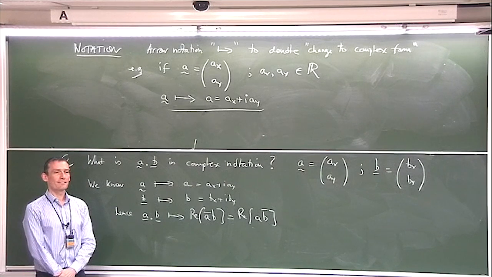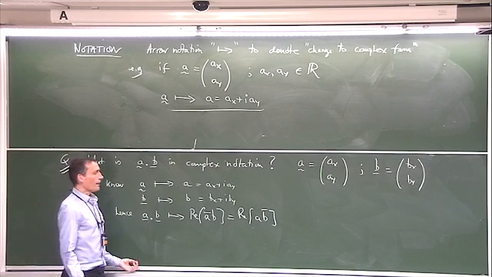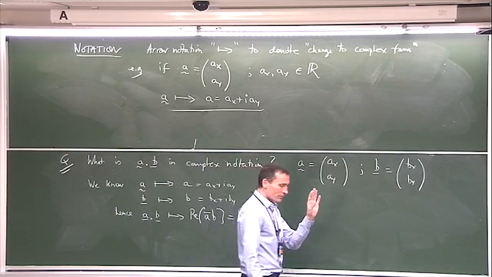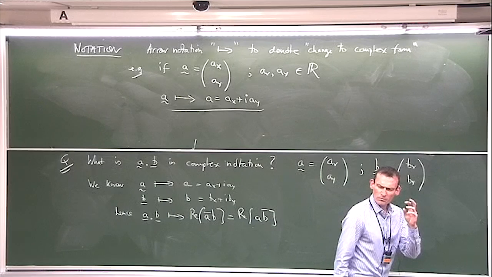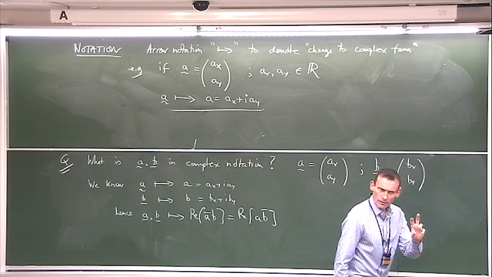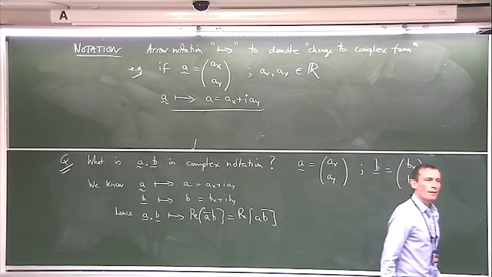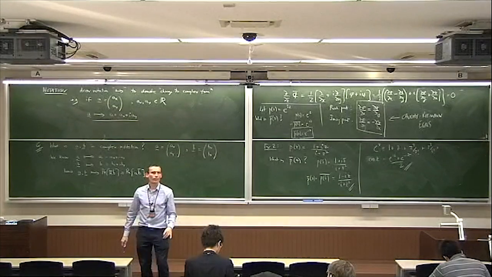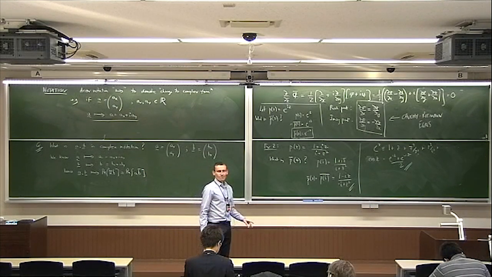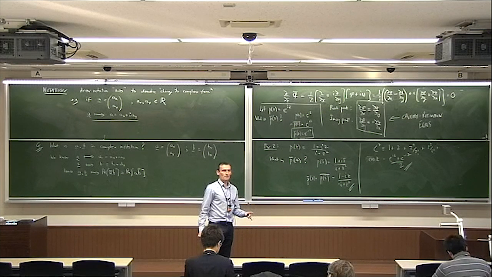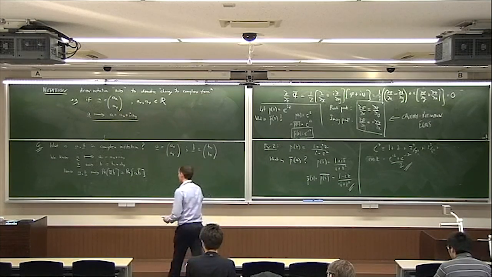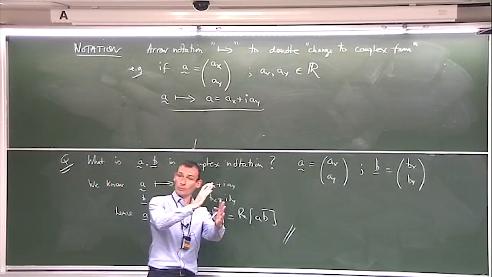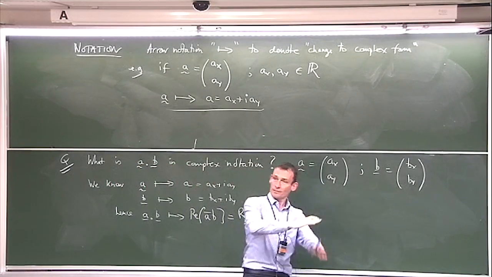Anybody seen that before? You don't see it very often. If you're curious like me, I've just formed this funny combination, a times b bar. And the real part's the dot product. Anybody know what the imaginary part is? It's the cross product. I won't write it down, because we might need that later if we work out torques. Remember, torques are cross products of x cross with forces.